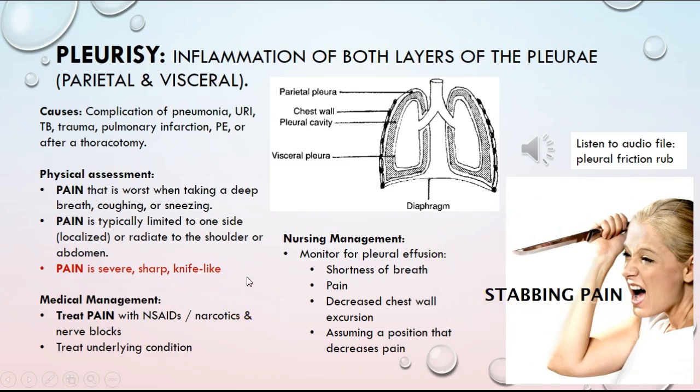Medical management, obviously we want to treat the pain because this is something that patients are going to talk about. And if it hurts, take a deep breath. Think about in terms of the effectiveness of opening and expanding the lungs for a good gas exchange. So we want to monitor for pleural effusion. That's going to be a buildup of fluid. Signs and symptoms of that are going to be shortness of breath, pain, decreased chest wall expansion, and basically you'll see a patient trying to get in a position that decreases their pain is going to be the most helpful.